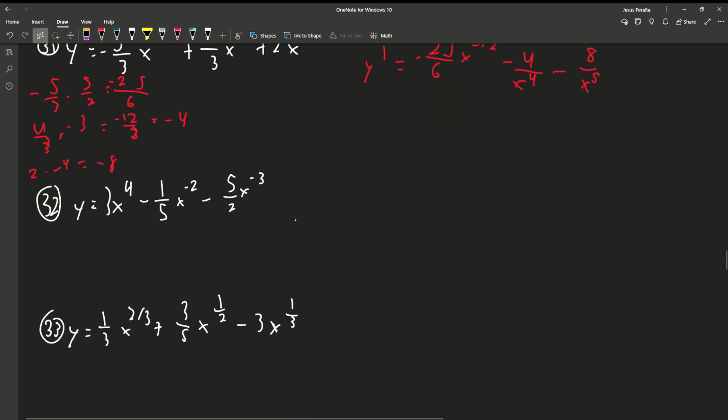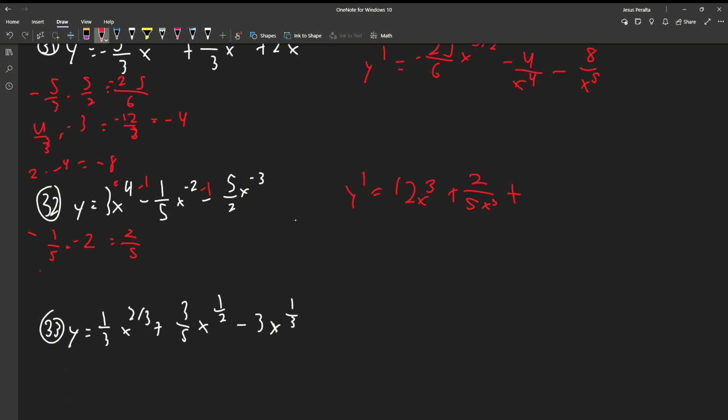Next one. 3 times 4 is just 12. 3 times 4, so we're just going to go like this. 12x, and then subtract 1 from 4. Sorry, I don't even know what I'm saying. 4 minus 1 is just 3. Then negative 1 over 5 times negative 2 is just 2 over 5. So we're going to have plus 2 over 5. Subtract 1, that's x to the power of negative 3, so it's going to go down.